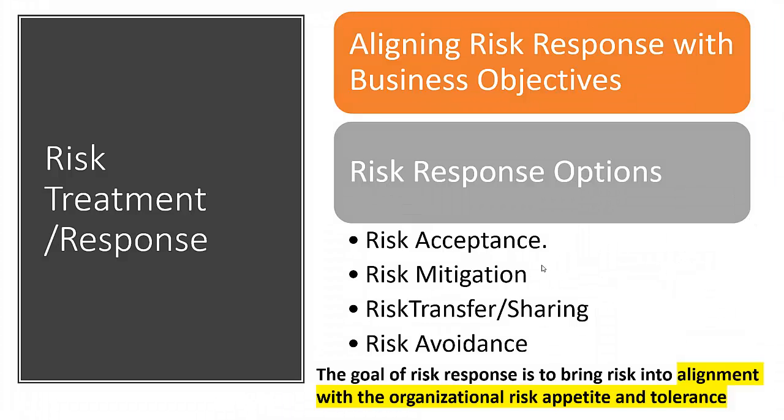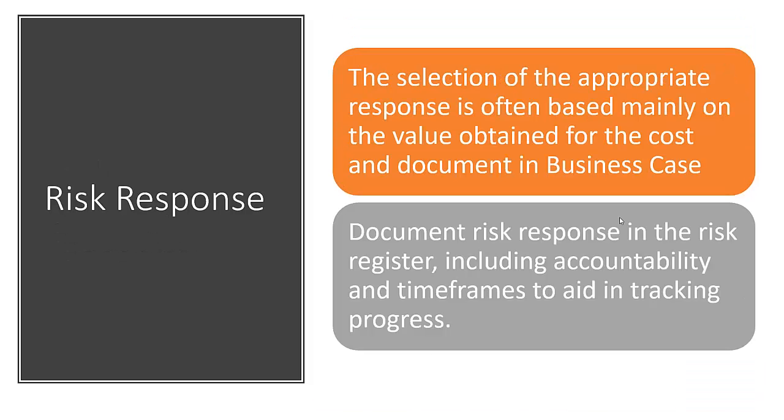So after understanding risk treatment, which is response, we also have some further slides on risk response. As I said, whenever you respond to the risk, the most important factor we are considering is this one. It is clearly mentioned: the selection of appropriate response is often based mainly on the value obtained for the cost, and documented in the business case. For example, you have identified that this risk needs to be addressed by this control. It is not something where you just implement the control. You will submit a business case in which you give a justification of why you are introducing this control.